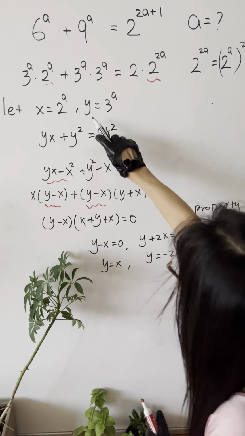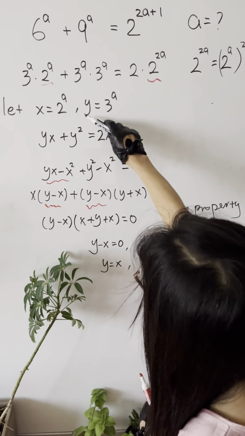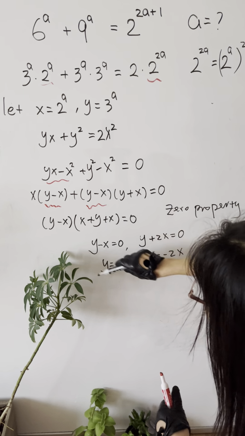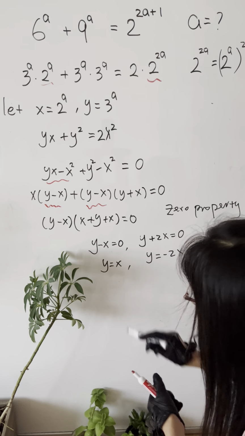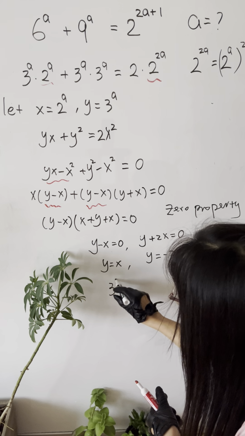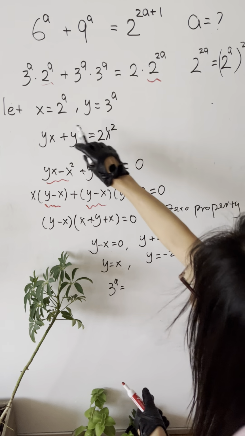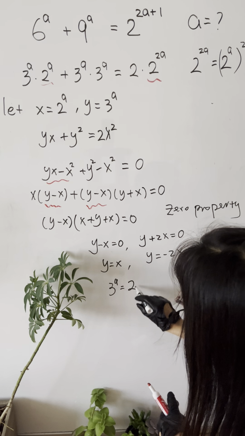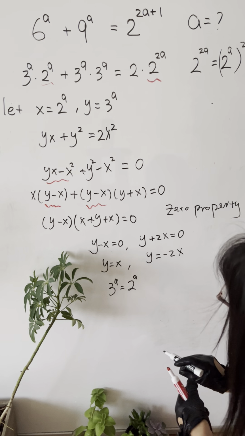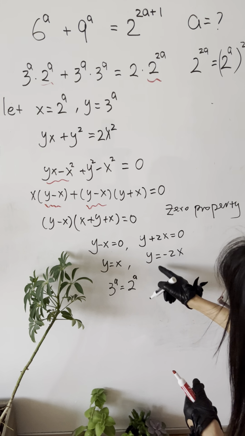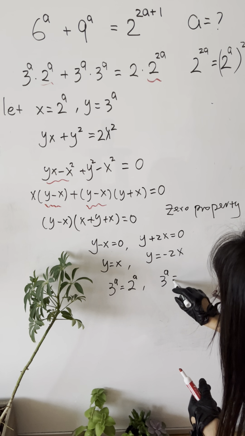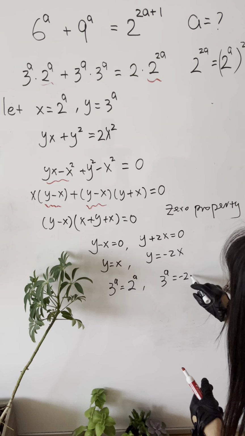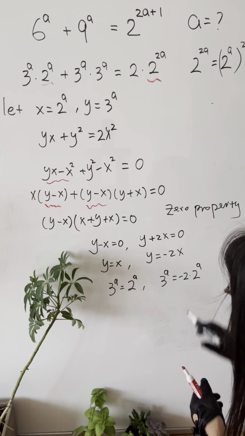Well, then we go back, right? Because the dummy variable just serves for a moment. Now y is 3 raised to a. x is 2 raised to a. Then for this one, y is 3 raised to a equals negative 2 times 2 raised to a.